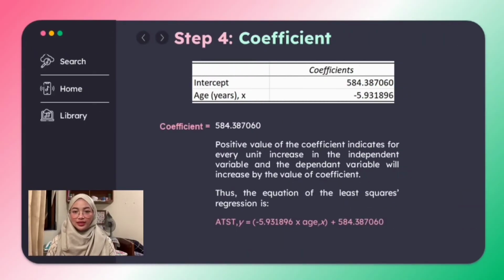Next, we can analyze the coefficient. In the summary output, the coefficient of this regression is equal to 584.387060. The positive value of the coefficient indicates for every unit increase in independent variable and dependent variable will increase by the value of the coefficient. Thus, the equation of the least squares regression is ATST y equal to negative 5.931896 multiplied by the age x, and then is added with the coefficient value of 584.387060.